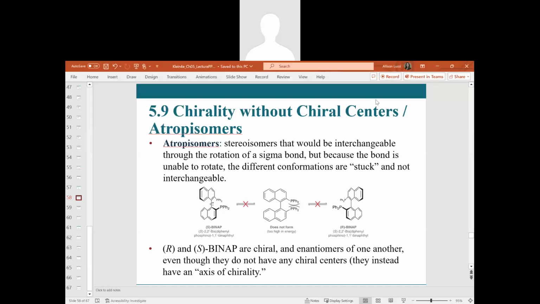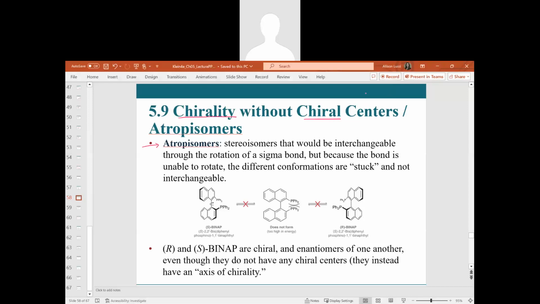In a past video lecture, we've seen how sometimes a compound will contain a chiral center, but nonetheless be achiral. So we've seen some examples of that. And then in this section, 5.9, we're going to see kind of the opposite of that, where we can have a chiral compound without a chiral center. So these specific types of compounds are called atropisomers.